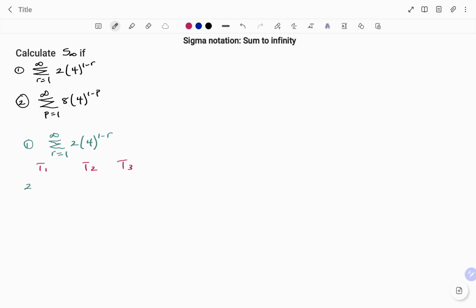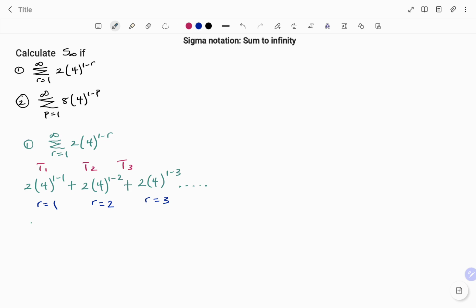We have 2(4)^(1 - 1), that's for r equals 1, plus for the next term, we have 2(4)^(1 - 2) for our second term. And for our third term, we have 2(4)^(1 - 3). The sequence goes on in that way. This is for r equals 1. This is for r equals 2. And this is for r equals 3.